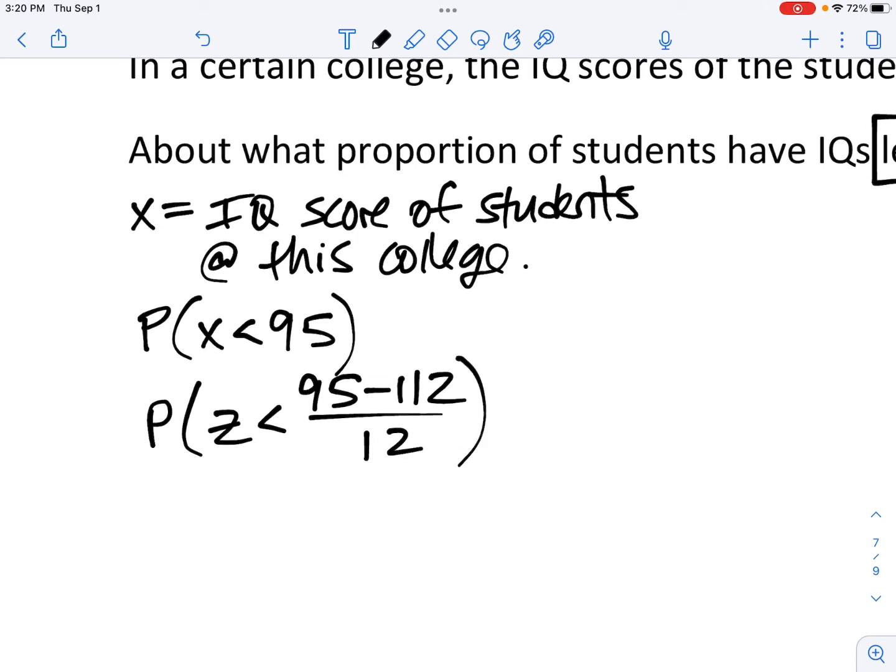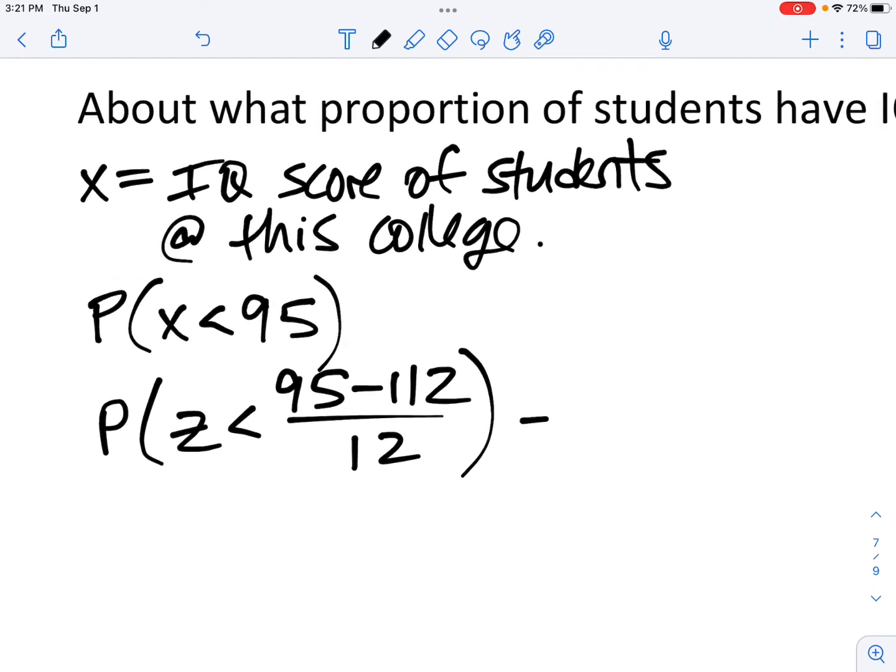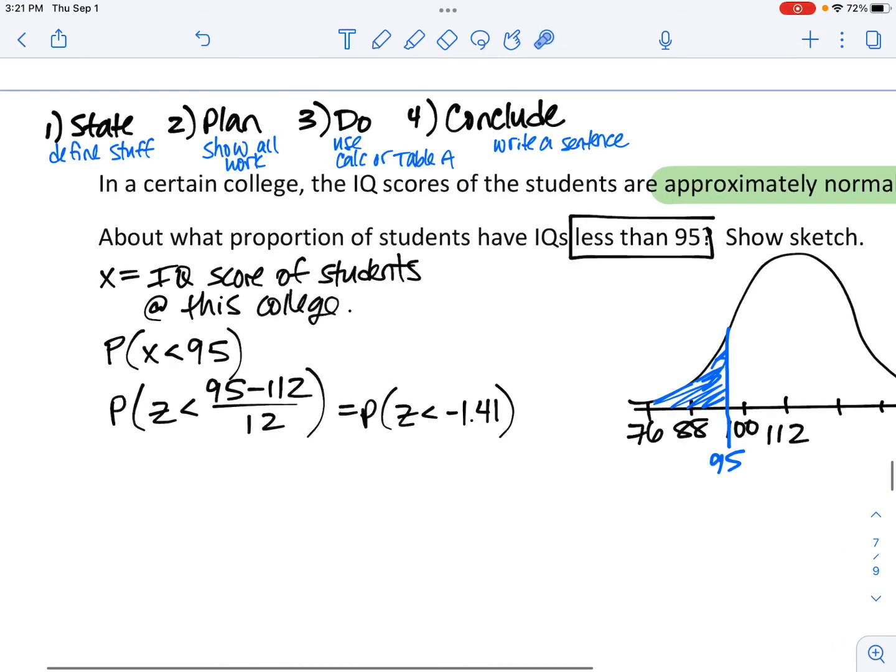12. So what I'm going to do here, I just realized I have an error in my key, so I need to actually calculate this Z-score real quick. 95 minus 112 divided by 12. We get a Z-score of negative 1.41. That looks about correct according to the way I drew it, like a little bit more than 1 standard deviation to the left. That seems good to me. 95 minus 112 over 12.